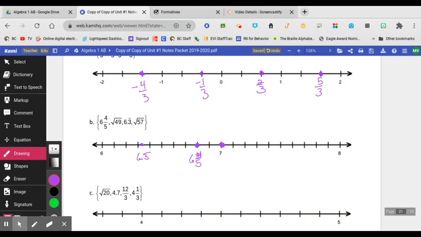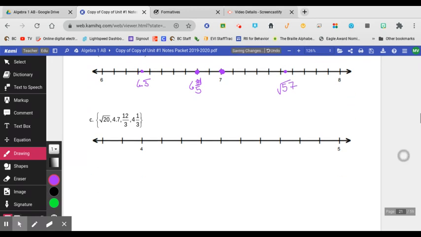Square root of 57, I'm going to use my calculator to approximate what that is. I know that it's in between 7 and 8, because 7 squared is 49 and 8 squared is 64. It's in between that. It's actually 7.549 and more, so it's about 7.5, a little bit more though. So I'm going to put it right there and I'm going to leave it as square root of 57.